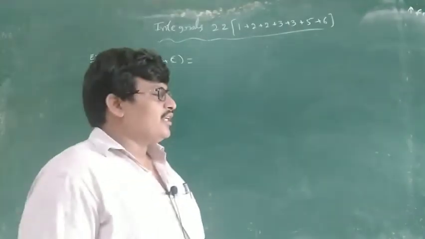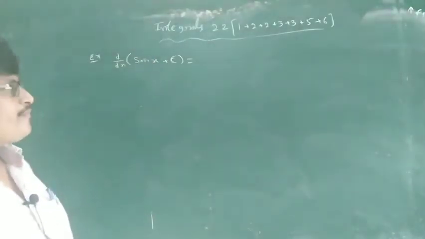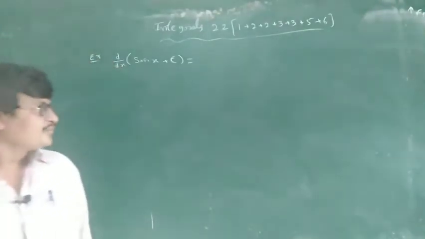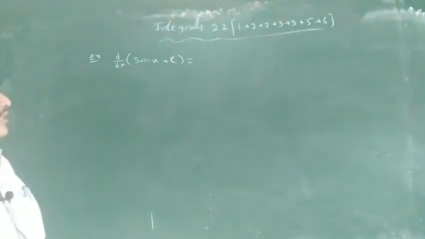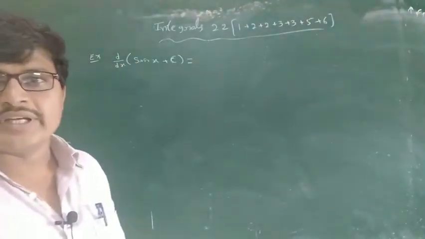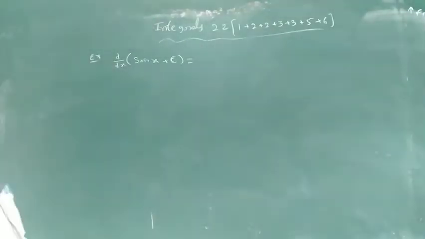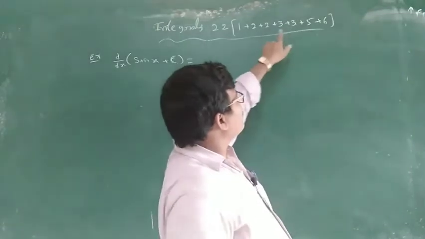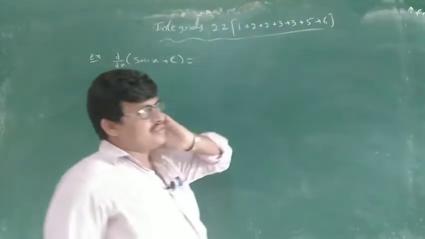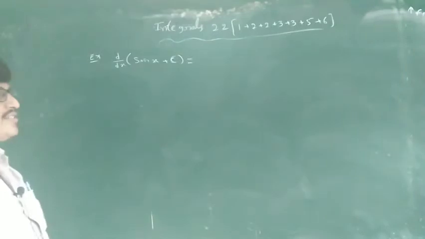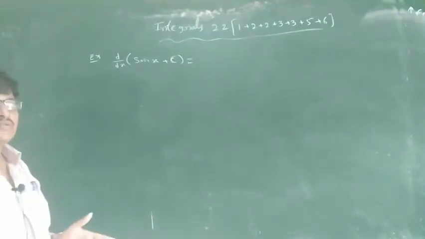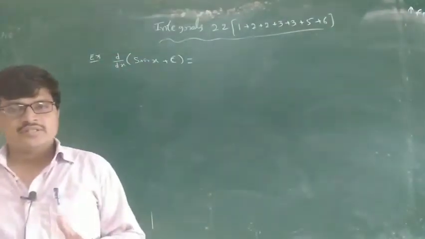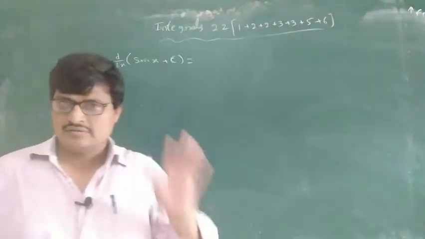Big chapter. Integration is totally dependent on derivatives. So now let us go to the new chapter, integrals. This is 22 marks: 6 marks, 5 marks, 3 marks, 2 marks, 2 marks, 1 mark. So this is very, very important and easy also. If derivatives are perfect, then integration is also easy.